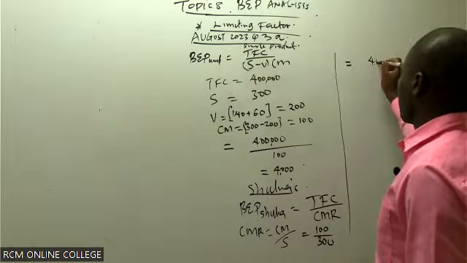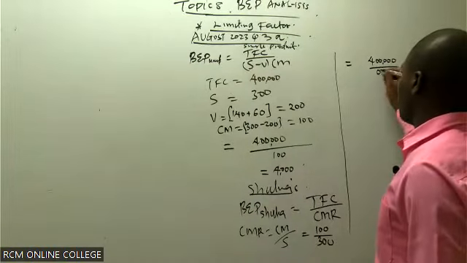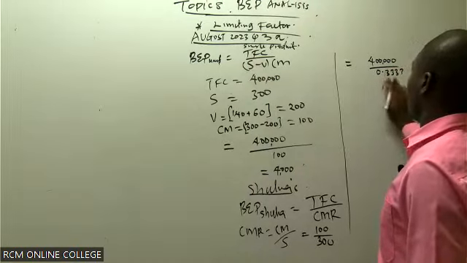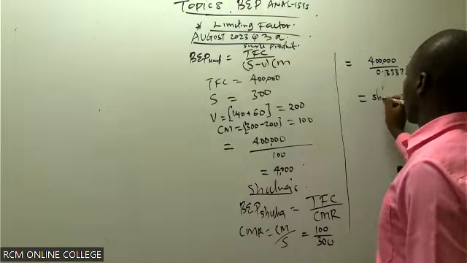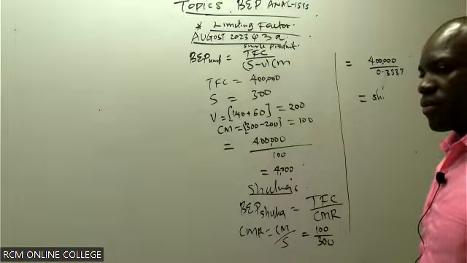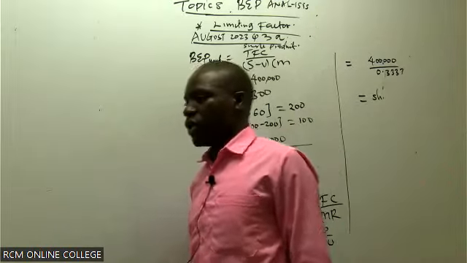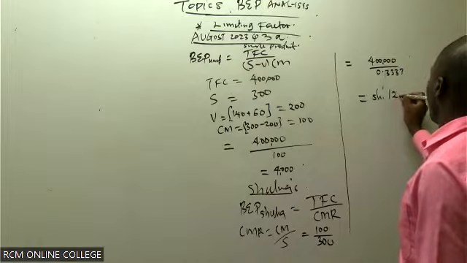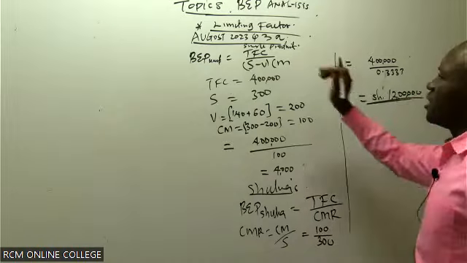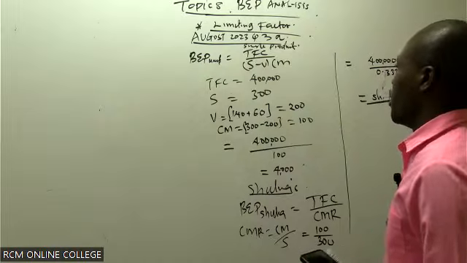Total fixed cost, 400,000, divided by the ratio, which is 0.3. What is our shillings? Break-even point in shillings is how much? 1,200,000, or 1.2 million. So that is the break-even point in shillings of single product. That is the break-even point of single products.